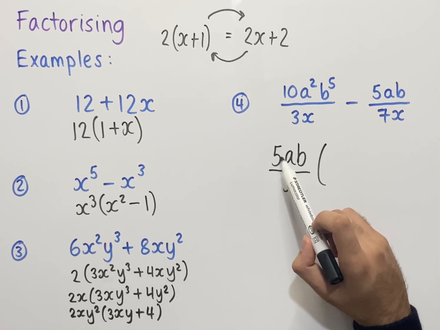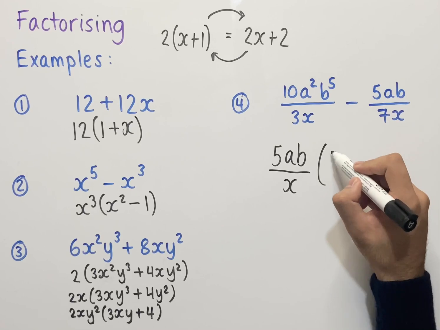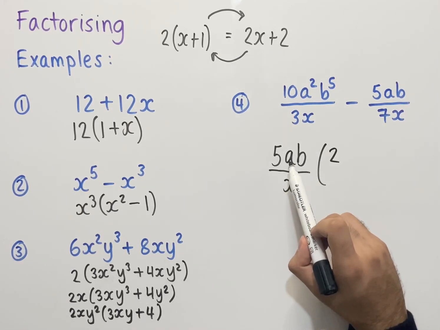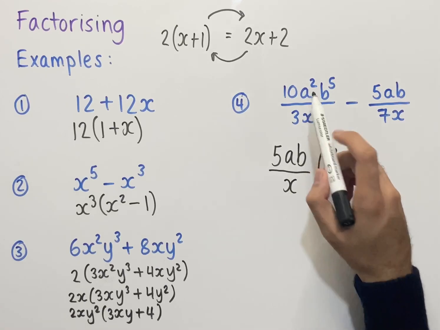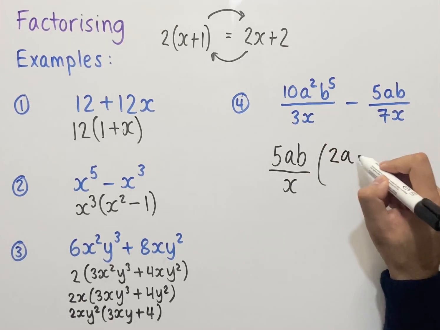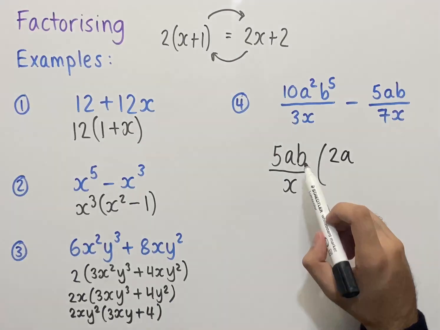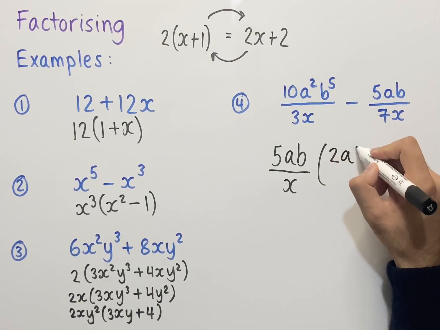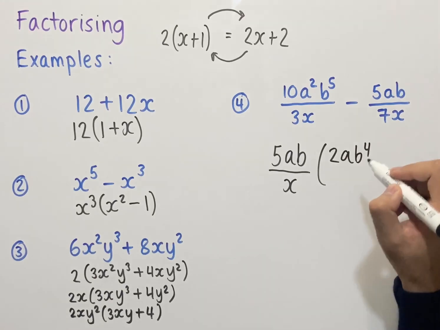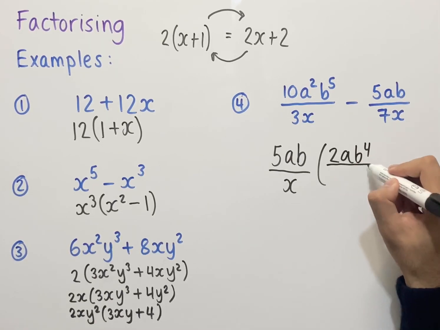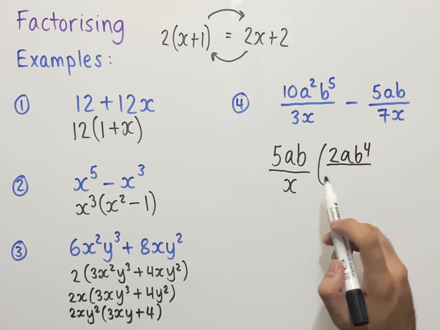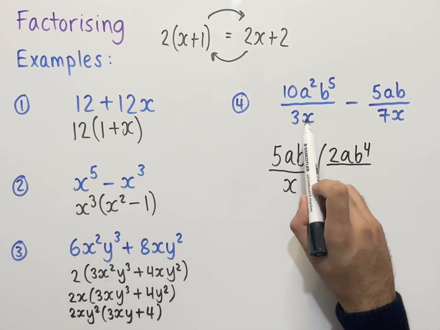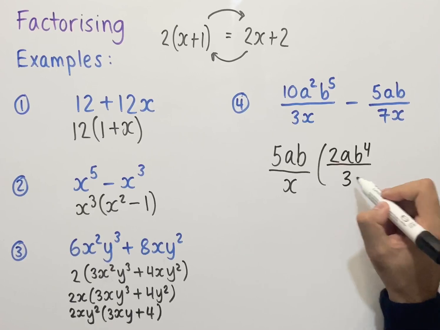So 5 times 2 would give us 10. So we have 2 in the numerator. And then a times a would give us a squared. So we would write a here. And then b times b to the power of 4 would give us b to the power of 5. So we need to write b to the power of 4 here. And then in the denominator of this fraction, we see that we have x on the outside, so x times 3 would give us 3x, and so we write 3 here.